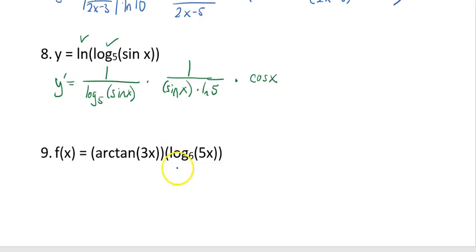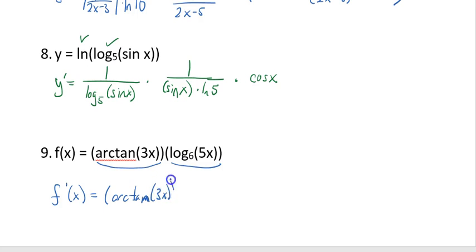Okay, our last example, we have a product rule. This part is our first, this part is our second. So our derivative would be first times the derivative of the second. In the second, we have a log rule, so 1 over whatever our x is times the natural log of the base. And then times the inside, which will be 5.